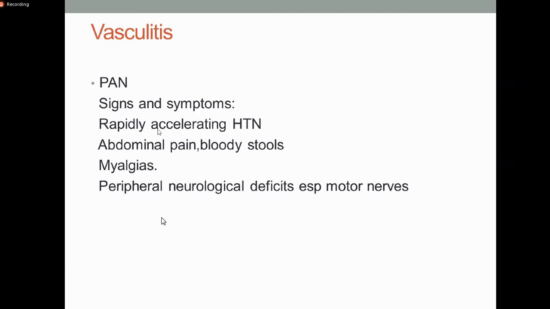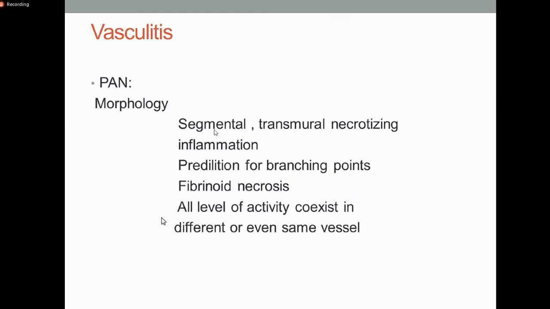Signs and symptoms are rapidly accelerating malignant hypertension, abdominal pain, because I told you it involves the visceral vessels, bloody stools, bleeding per rectum because of GI involvement, myalgias from muscle involvement, and peripheral neurological defects, especially of motor nerves. Morphology.